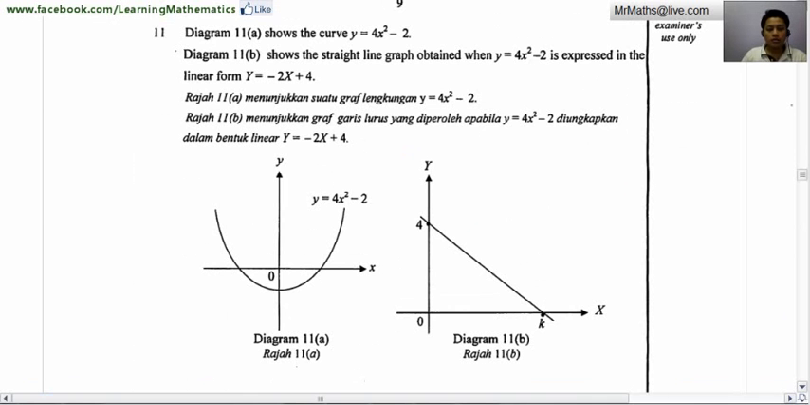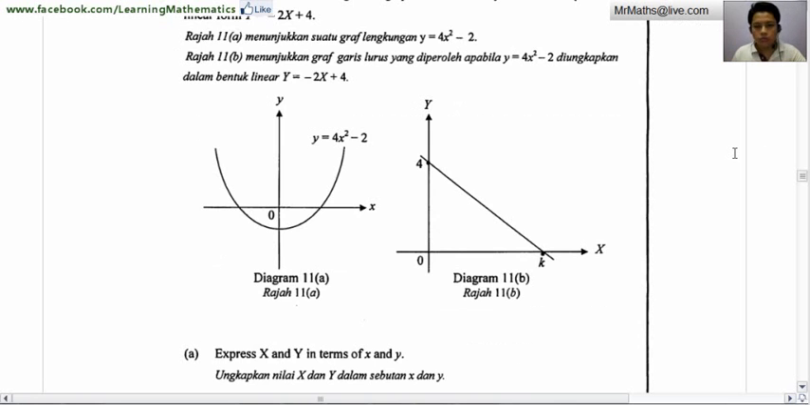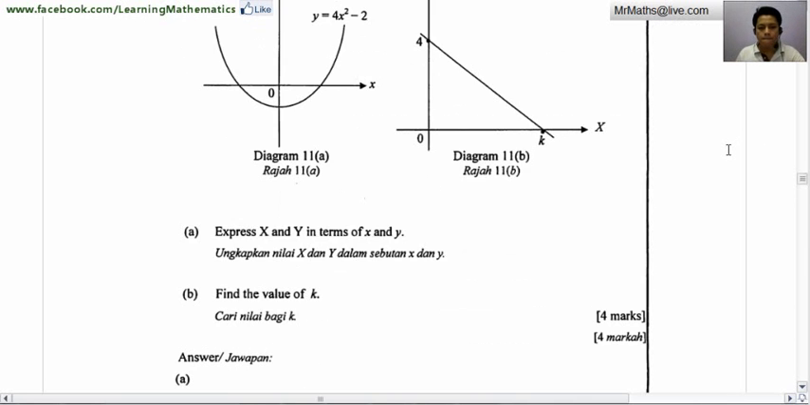Diagram 11a. Diagram 11a shows the curve y equals 4x squared minus 2. Diagram 11b shows the straight line graph obtained when that equation, that curve, is expressed in the linear form Y equals 4 minus 2X. Okay, then what is the question? Express X and Y in terms of x and y. Find the value of k.